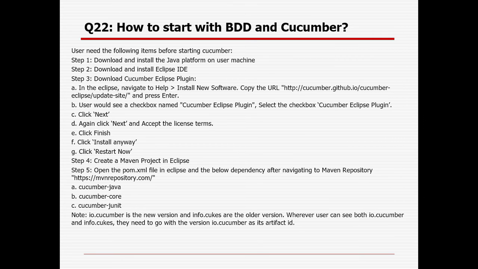Once you hit the enter button, you will see a checkbox called Cucumber Eclipse plugin. You need to select that checkbox. After that, click next and accept the license terms. After that, click on finish so that it will be installed. Once it is installed, you need to restart your Eclipse. As the fourth step, you need to create a Maven project in Eclipse. Once the Maven project is created, you already know there is a pom.xml file in the Maven project where we need to add all the dependencies.